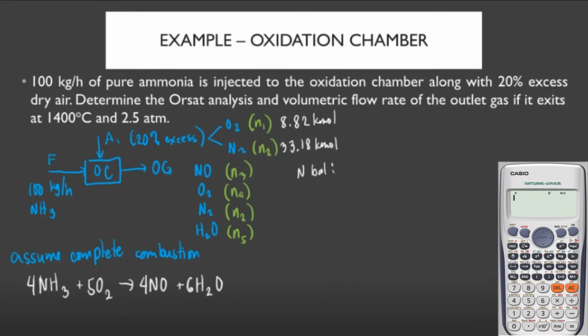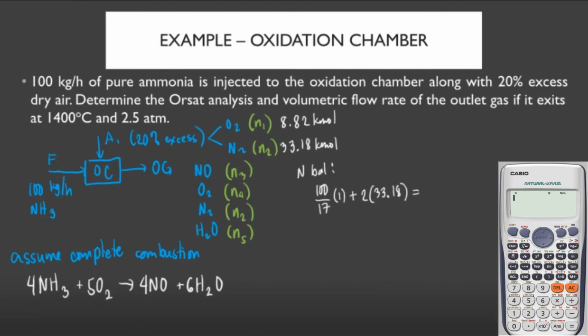From our feed, we just have to convert 100 kilograms to 100 kilomoles, and that is by dividing with the molecular weight. So we say that 100 over 17, this is the number of kilomoles of nitrogen in the feed. Of course, we multiply this by 1 because there is only 1 nitrogen in ammonia. To this, we add the nitrogen coming from air, that is N2. This becomes 2 times 33.18. And this is equal to all of the nitrogen present in our oxidation gases.